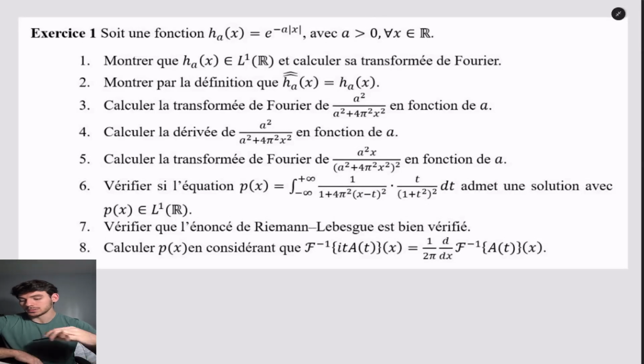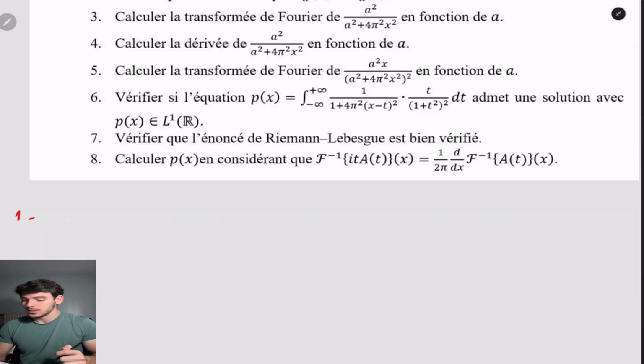So here we have the function h_a of x that's equal to the exponential of minus a modulus of x, where a belongs to the real numbers and a is greater than 0. Okay, so question 1 is asking us to show that h_a of x belongs to L1, and also we need to calculate the Fourier transform of the function.